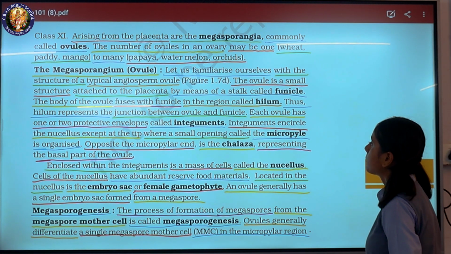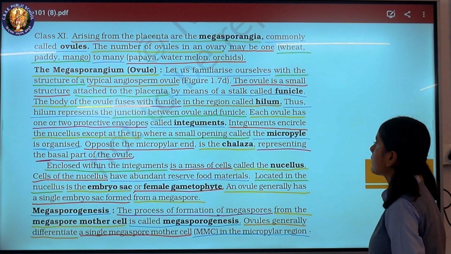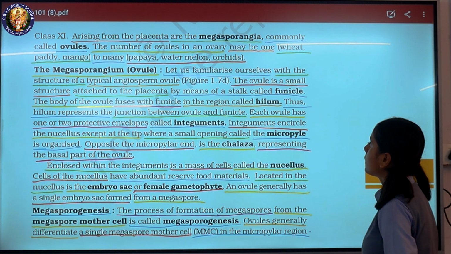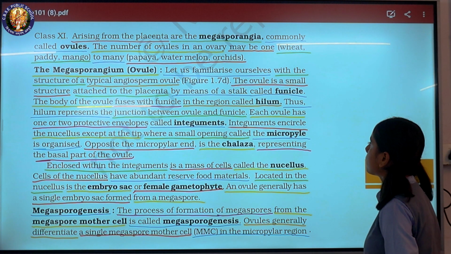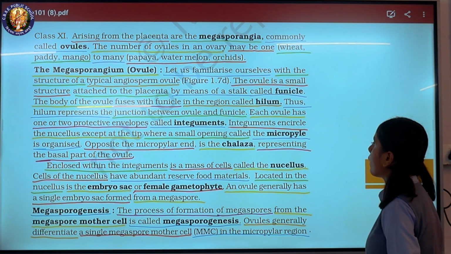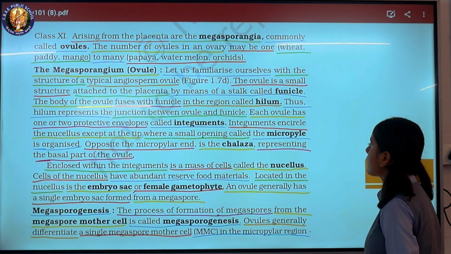Each ovule has one or two protective envelopes called integuments. Integuments encircle the nucellus except at the tip, where a small opening called the micropyle is organized. Opposite the micropylar end is the chalaza, representing the basal part of the ovule.